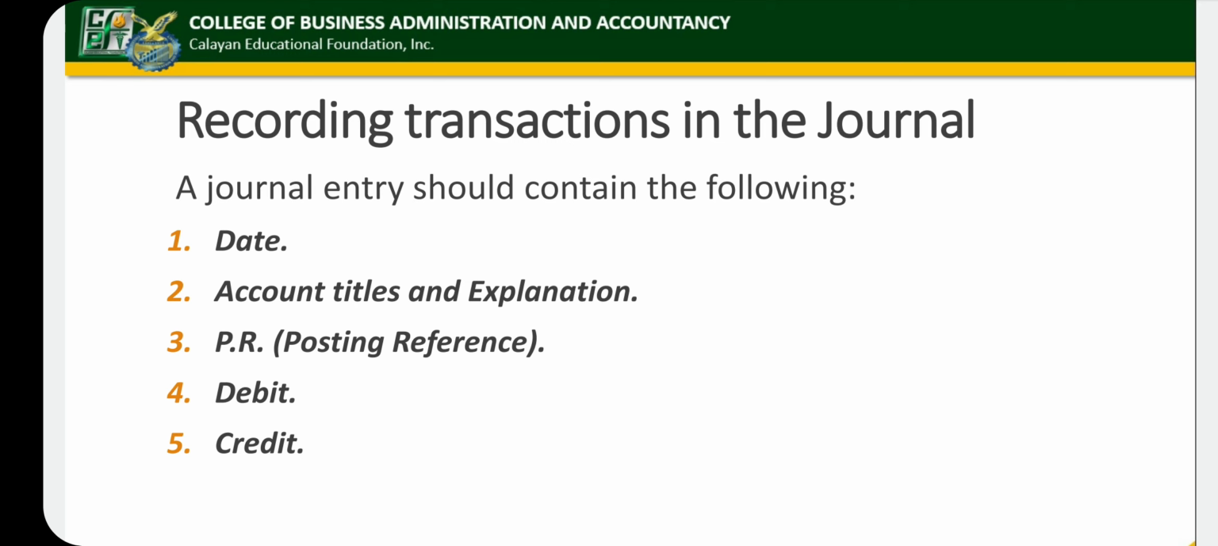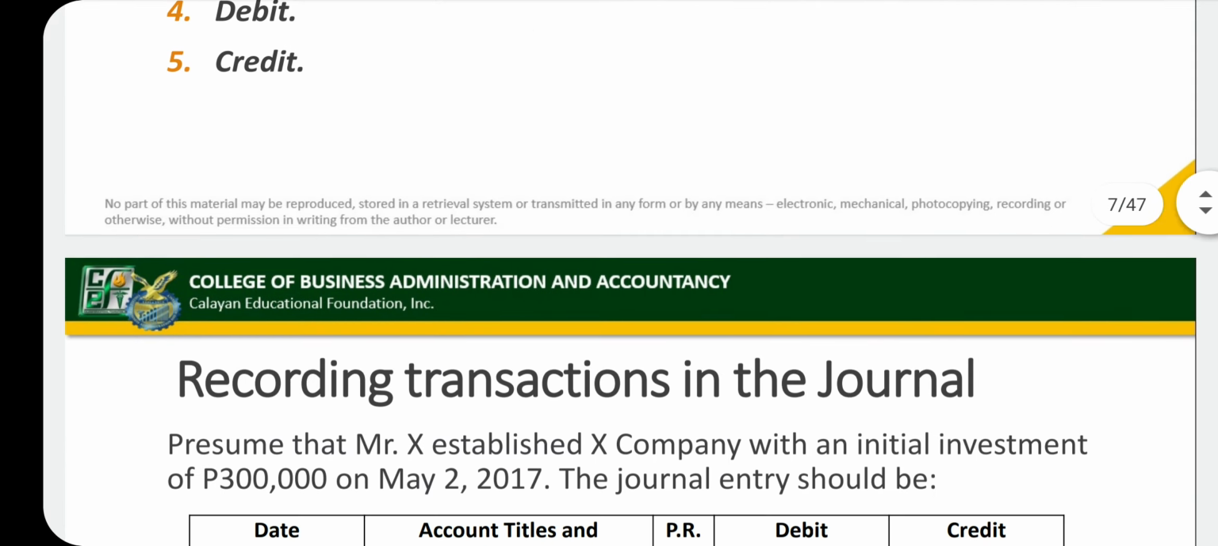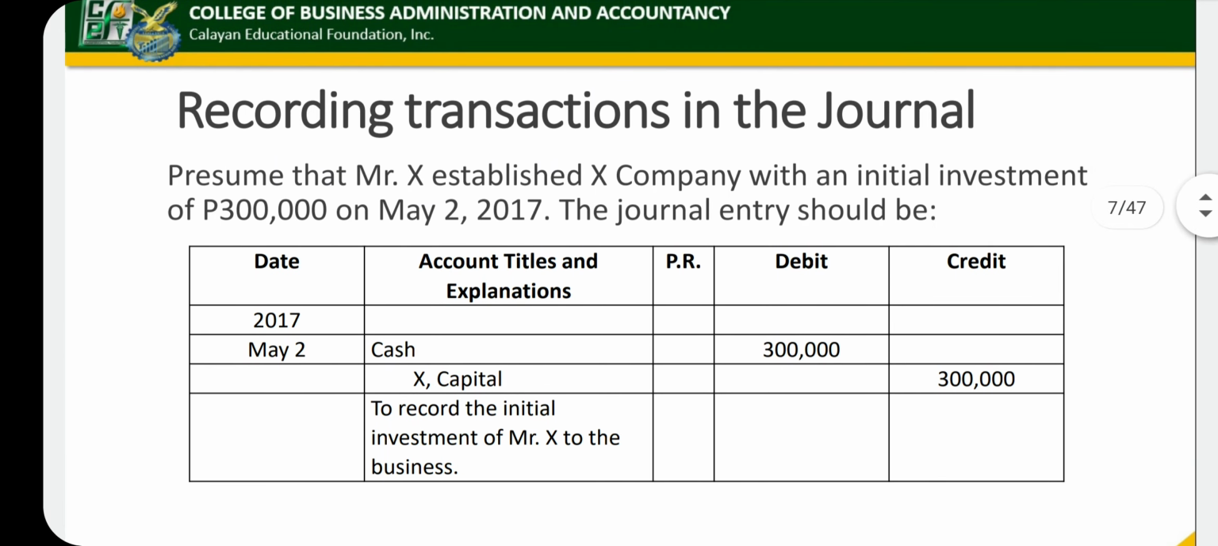Okay. So a journal entry should contain the following: date, account titles and explanation, P.R., short abbreviation for posting reference, then of course the debit and the credit column. So here is what a journal looks like. Okay. So presume that Mr. X established X company with an initial investment of 300,000 on May 2, 2017. So the journal entry should be, first we're going to write the date on the date column, which is May 2, 2017.